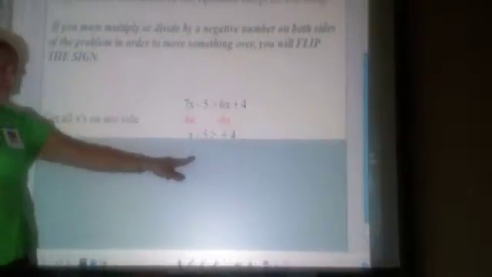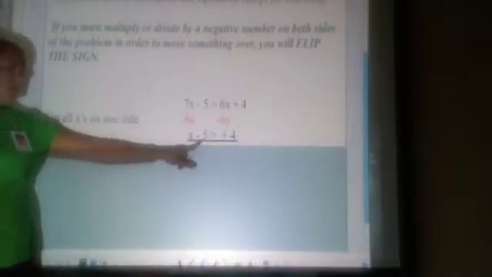First thing we have to do is bring all of our x's on one side of our inequality. And so the way I'm doing it, what's in red is the extra stuff that I'm doing. I'm subtracting 6x from both sides. When I do that, I get x minus 5 is greater than a positive 4.